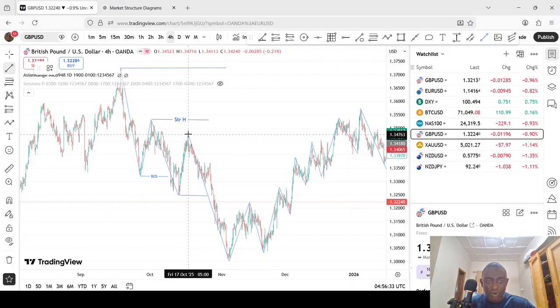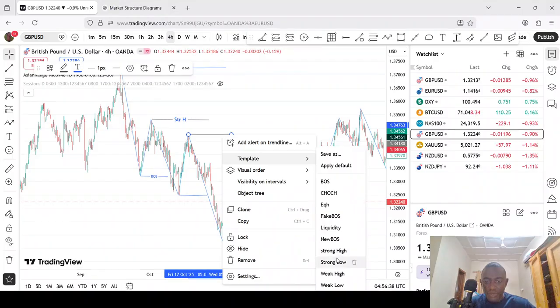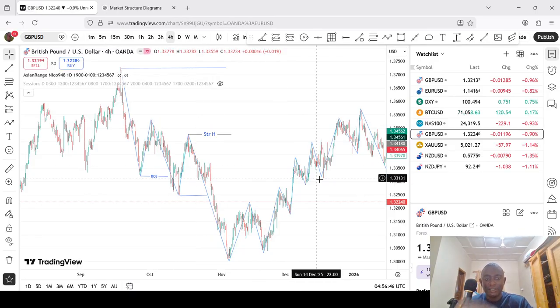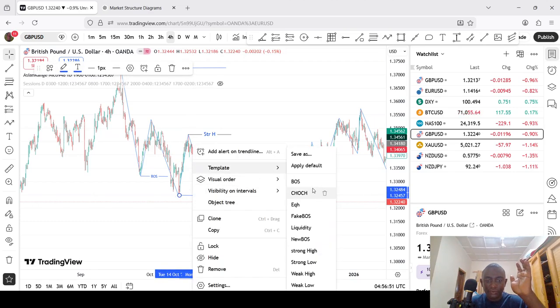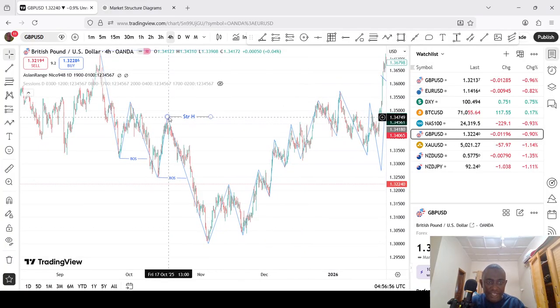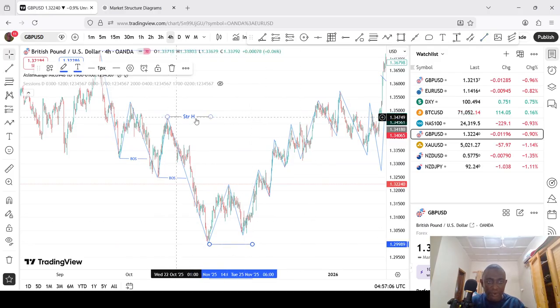But the most important thing is you don't have to just duplicate it. So once here was broken, I could have just deleted it. You understand? Then here would be like my BOS. Okay. So which means, from here all the way down to this point, price is still in a downtrend. We are expecting price to at least play within this range, then continue down.